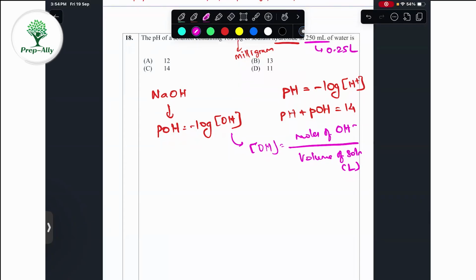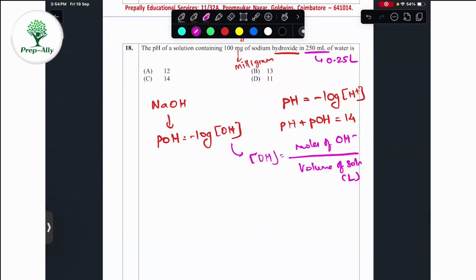What about the moles of OH minus? First, what about the moles of NaOH? How many NaOH are there? That much OH minus will also be there in solution, right? Strong base. It will dissociate completely to give OH minus ion.